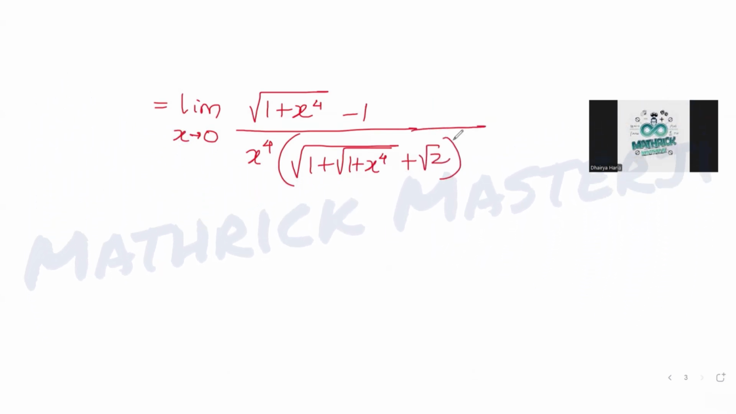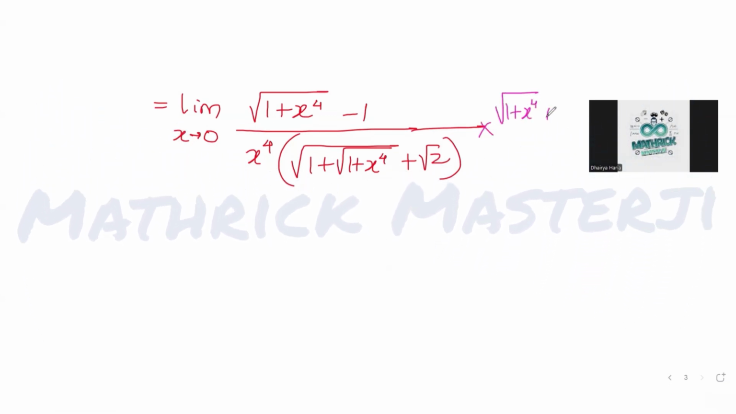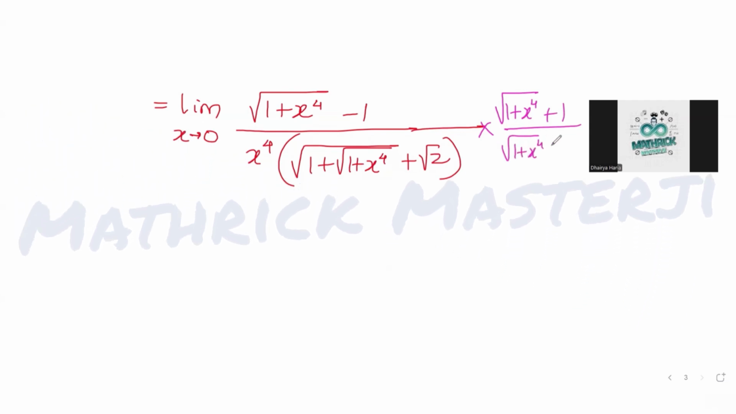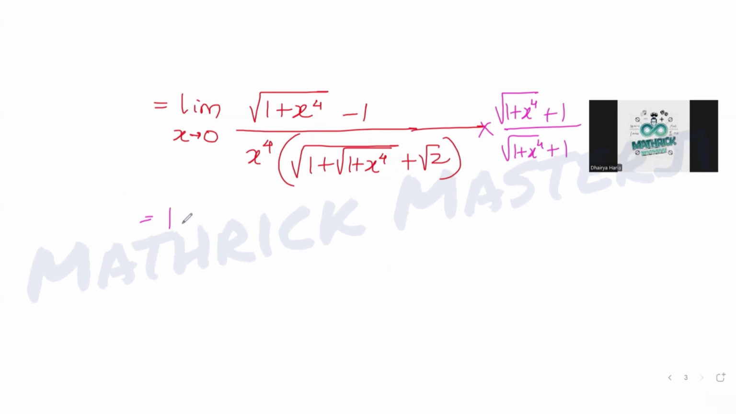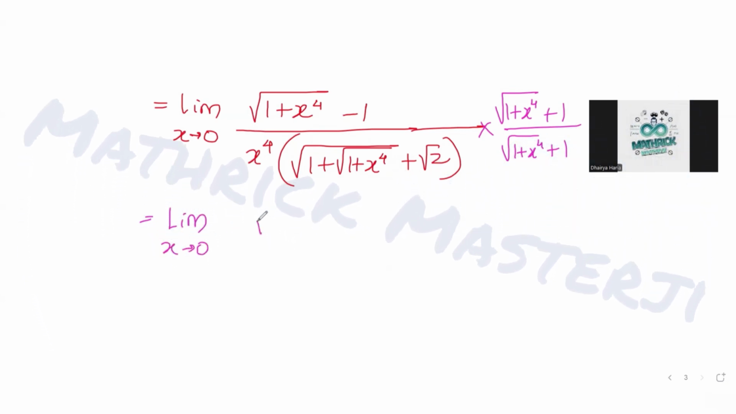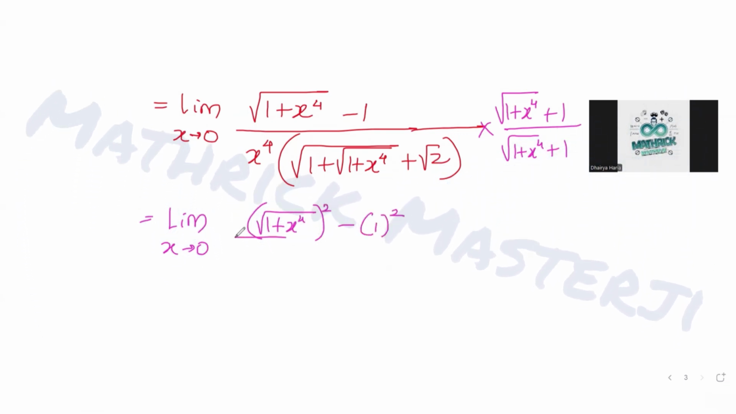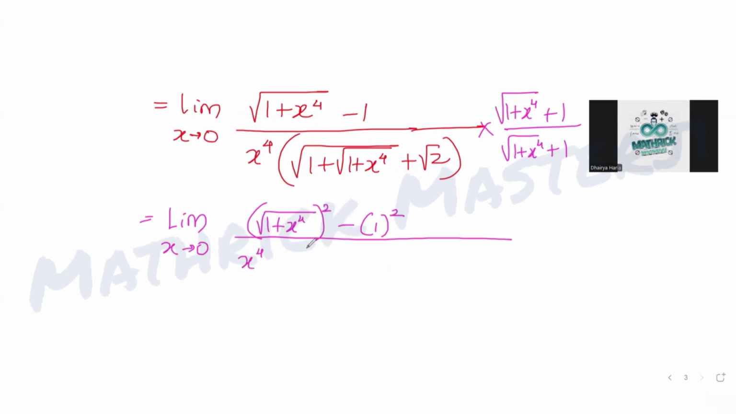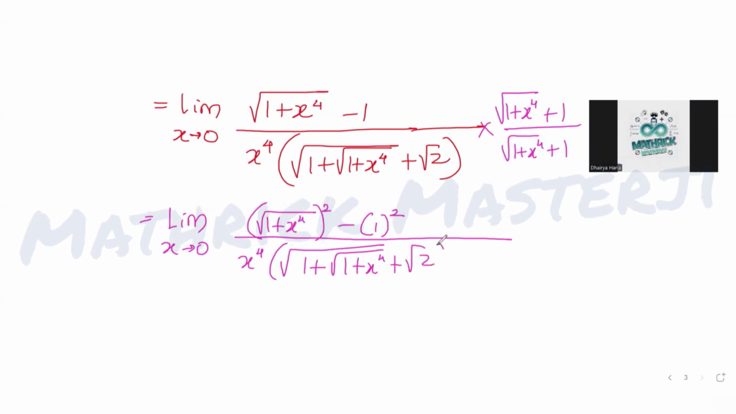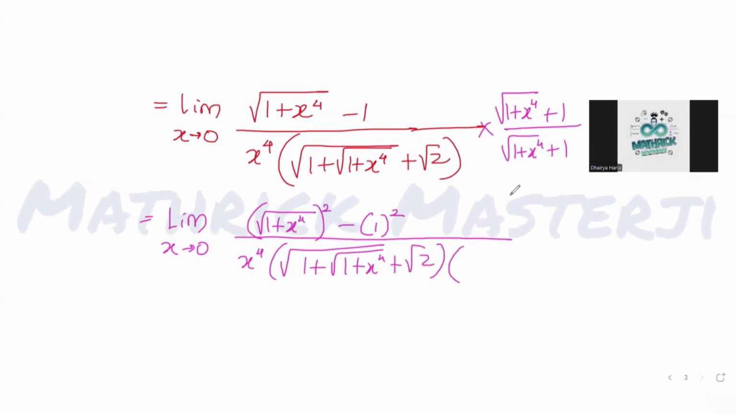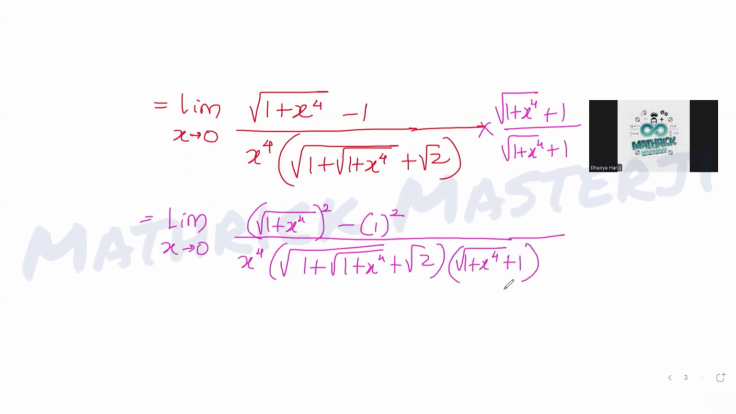Now once I have this, I'll again do the rationalizing process. So I'll rationalize root of 1 plus x to the power 4 plus 1. So if I do that, what I get here is a minus b, a plus b, again a square minus b square. So I get square root of 1 plus x to the power 4 square minus 1 square, whole thing divided by x to the power 4, square root of 1 plus root of 1 plus x to the power 4 plus root 2, as it is, because that is not creating any problem. And here also I write it as it is, root of 1 plus x to the power 4 plus 1. This is also not creating any problem.